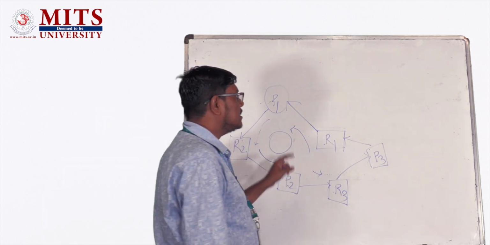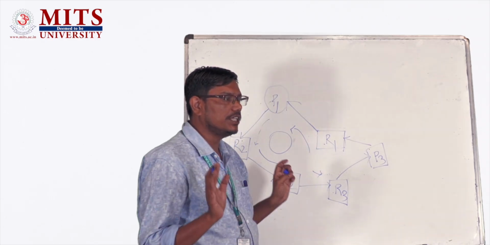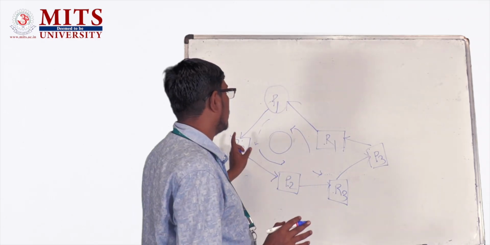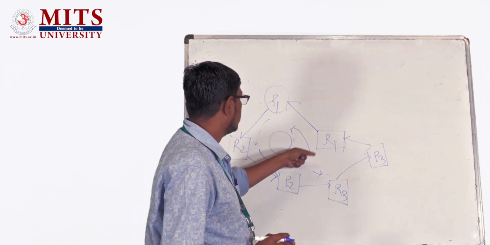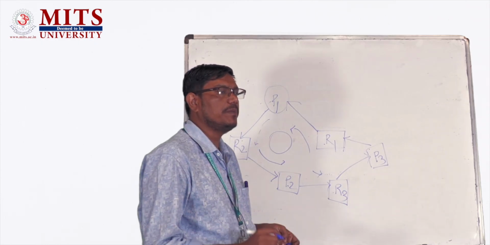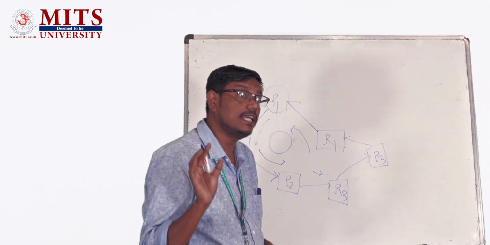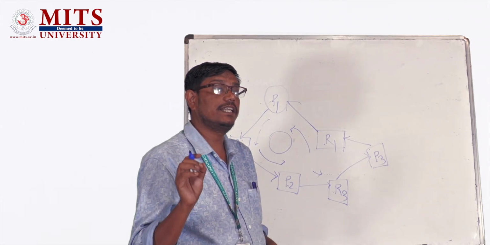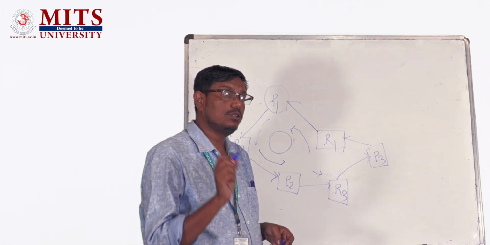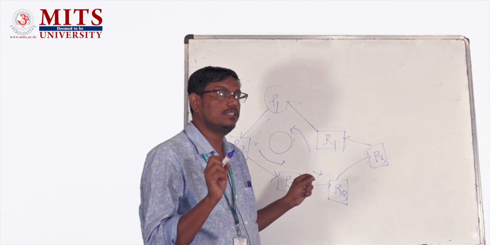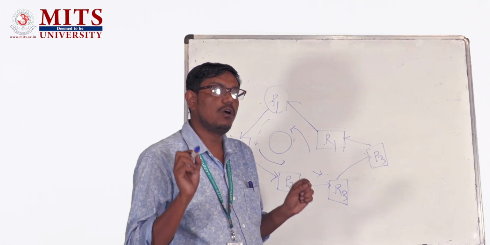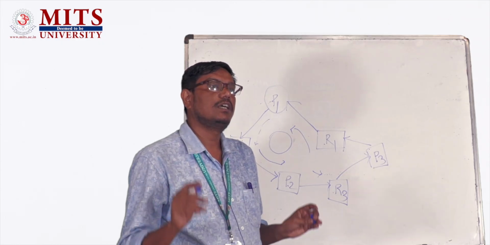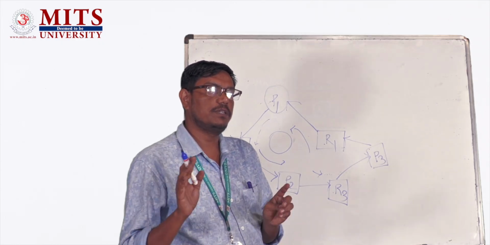If there is a circle in the resource allocation graph, then I can say that there is a deadlock. But a circle in the resource allocation graph is not a sufficient condition to say the system is in deadlock.